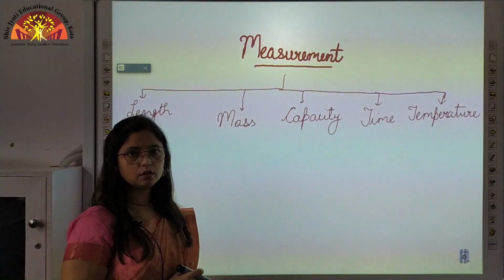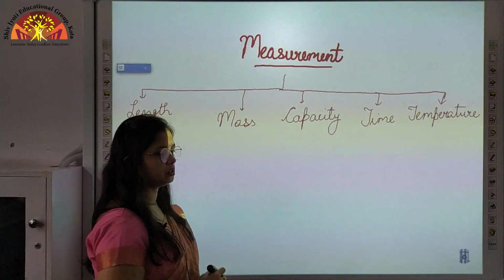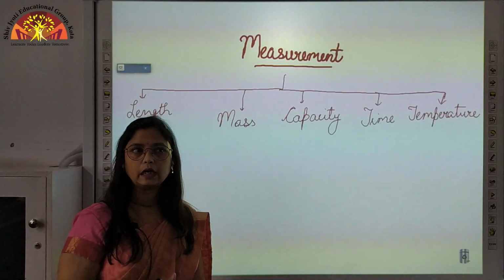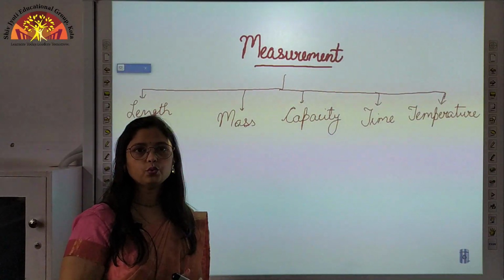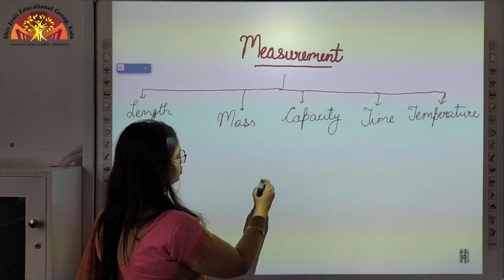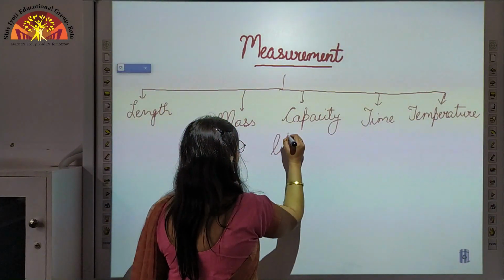Now we come to the third quantity, and it is capacity. So children, if one wants to know the amount of liquid a container can hold, then we use the quantity of measurement called capacity, and the standard unit of capacity is liter.